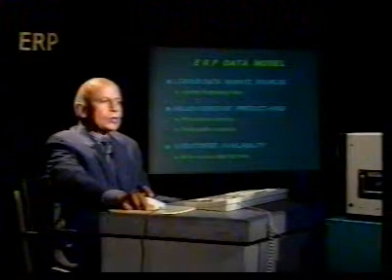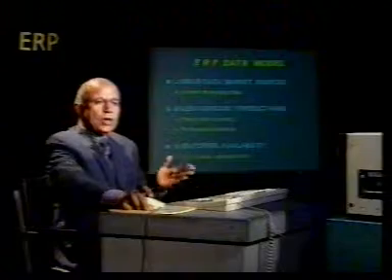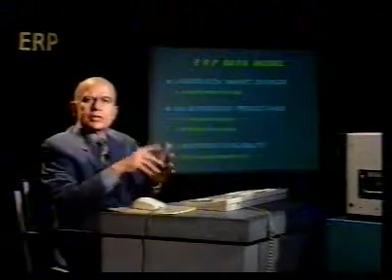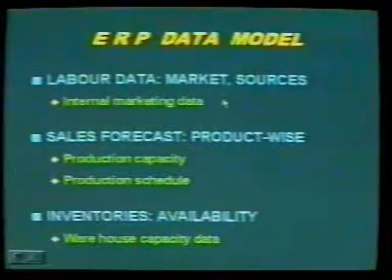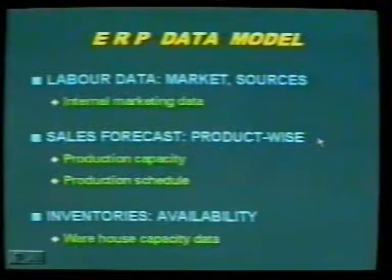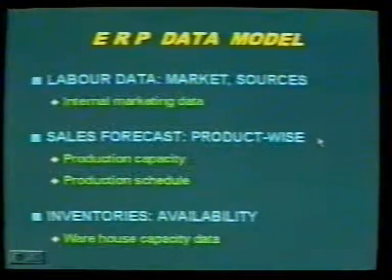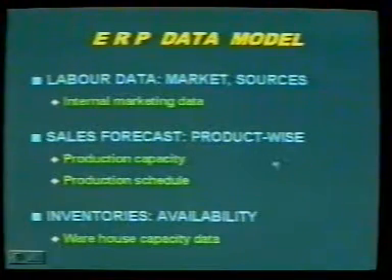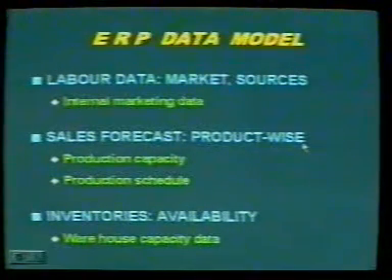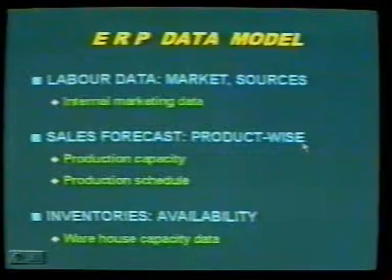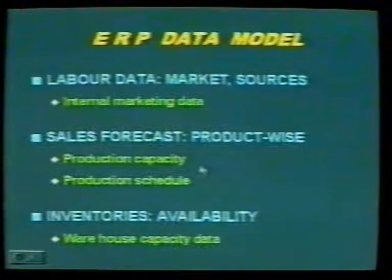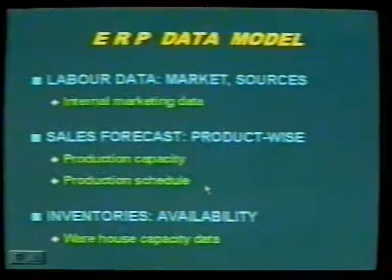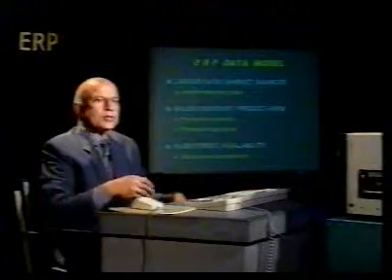It also needs the data about internal marketing. Within an organization, the next process is the customer for the previous process. This is what we mean here by internal marketing data. It also needs data for sales forecast, how much the company is going to have the sales in the next 3 months, next 1 year and so on, product wise. Then it will decide what is the production capacity for the next 3 months. This also needs production scheduling and the raw material preparation for that production scheduling.